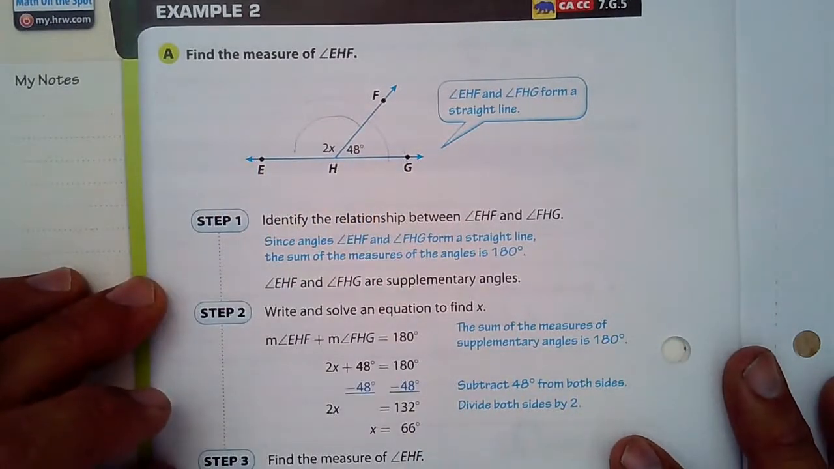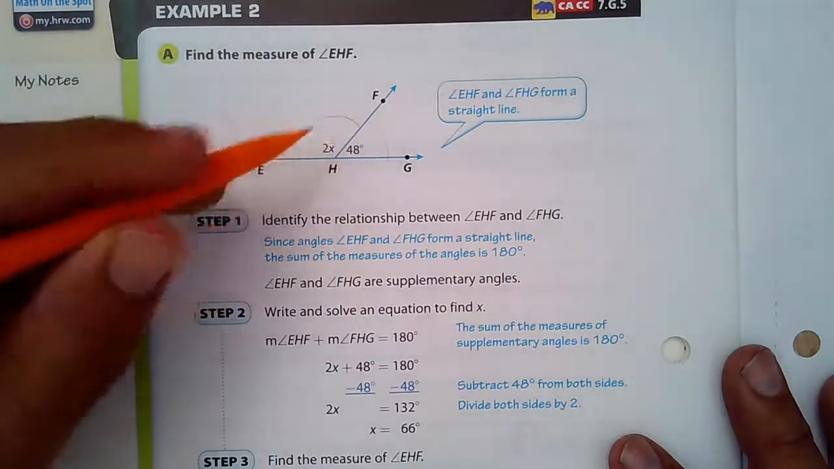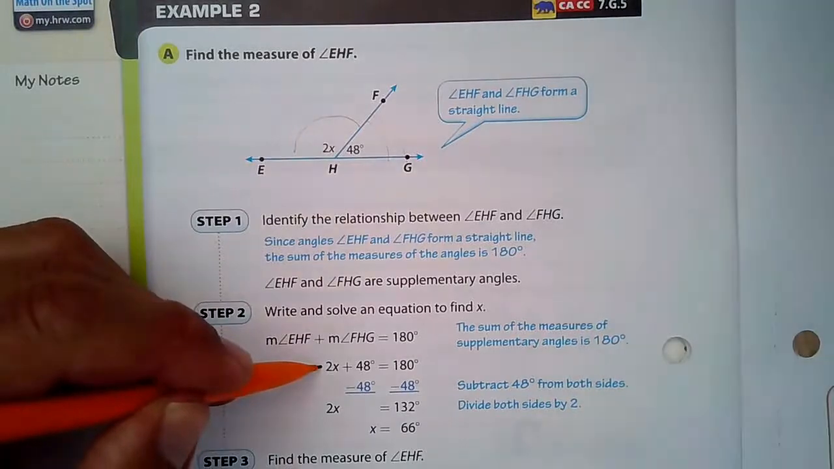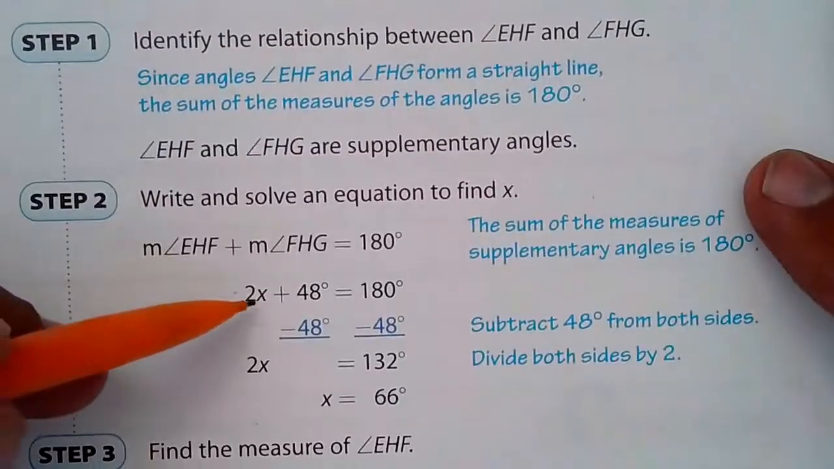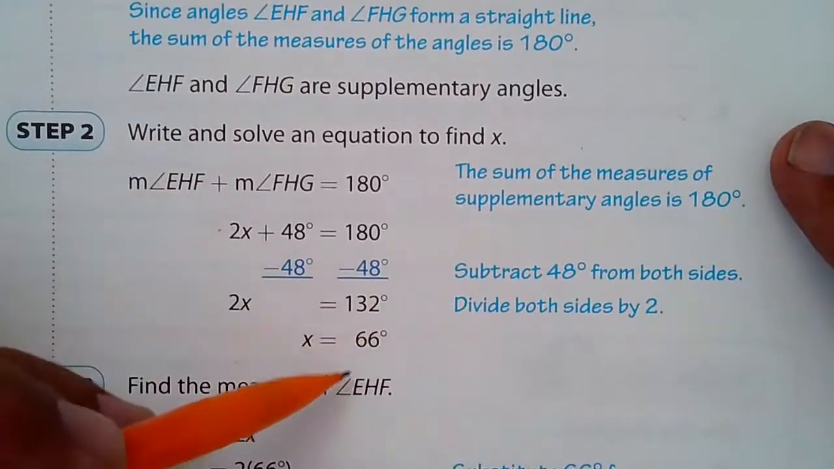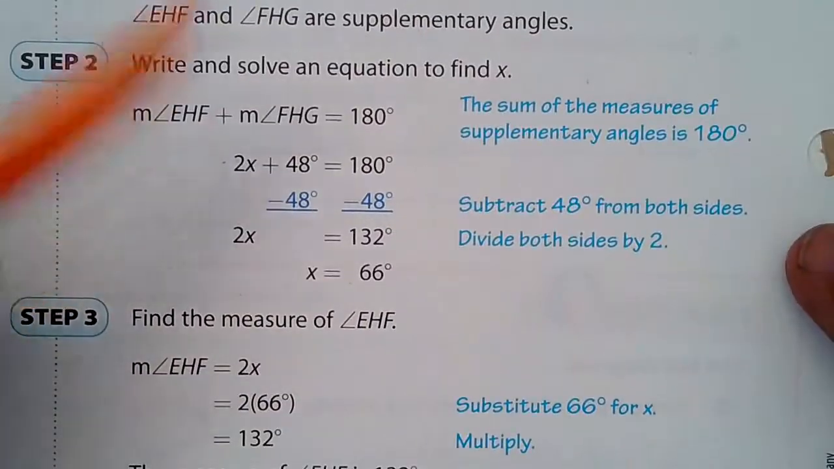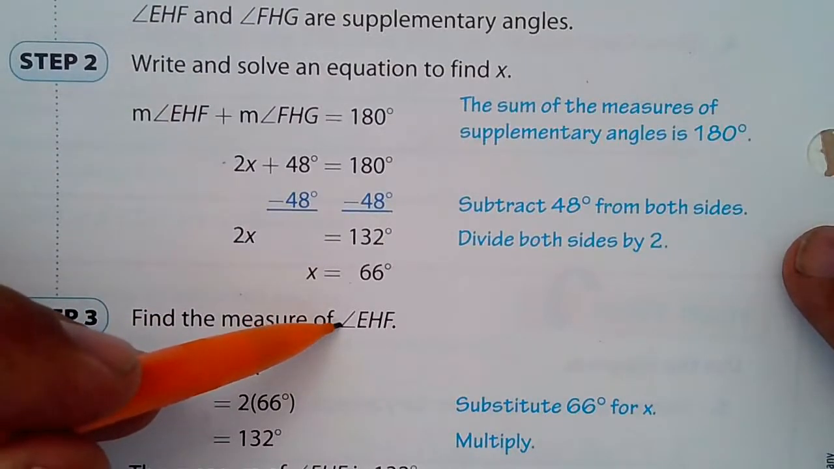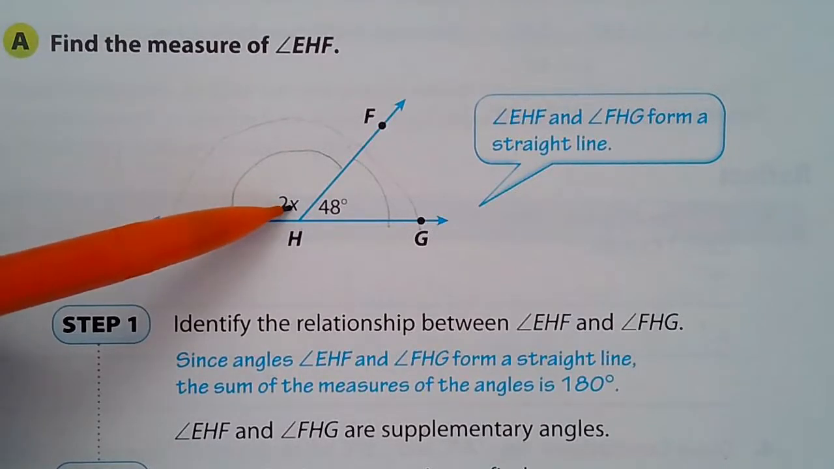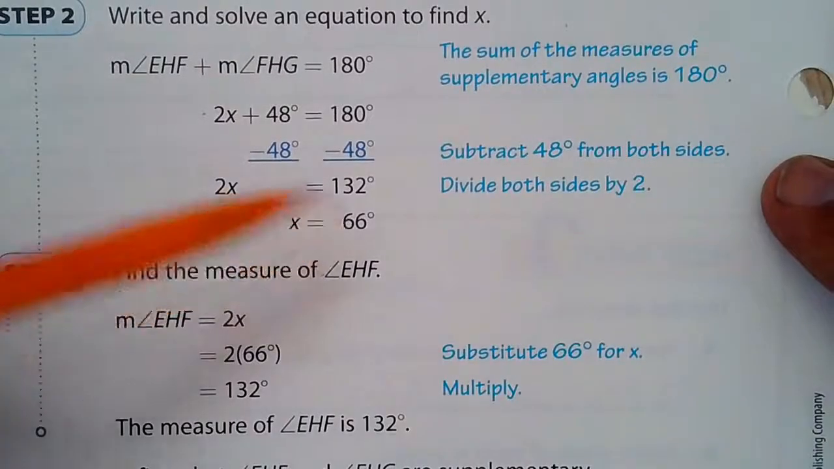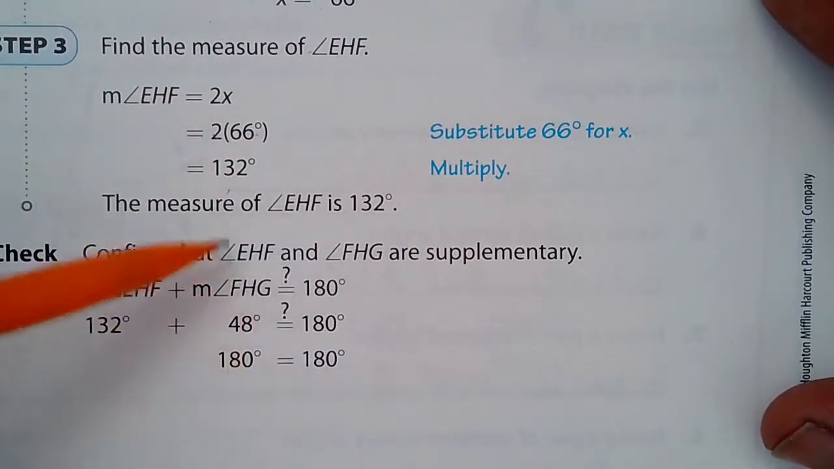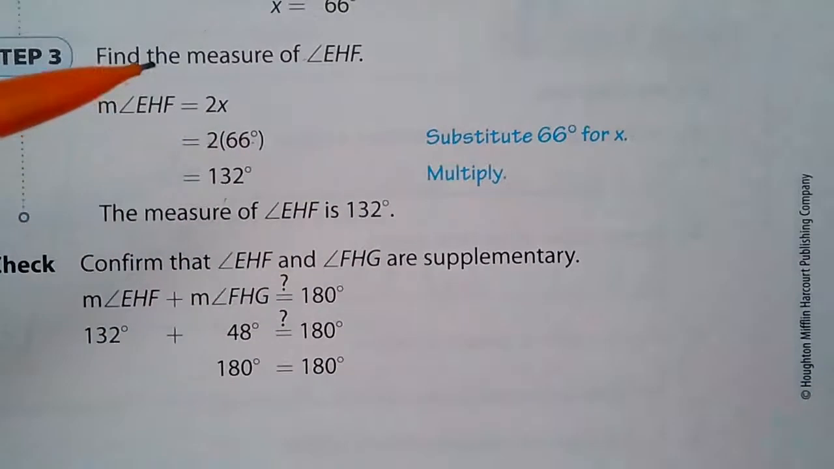So they're supplementary. So we can write that EHF, so 2x plus 48 equals 180. That's what we got right here. So we got that, and we solve that, subtract, divide by 2, and you get 66. Find the measure of EHF. Well, they say that EHF is 2 times the value of x, and the value of x is 66. So I multiply 2 times 66, and that's 132. So the measure of angle EHF is 132 degrees.